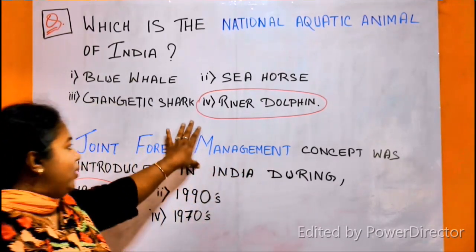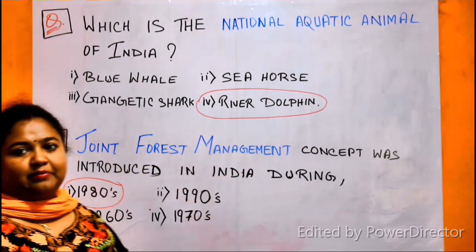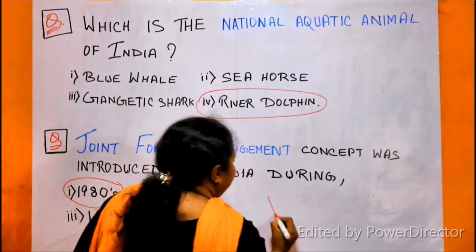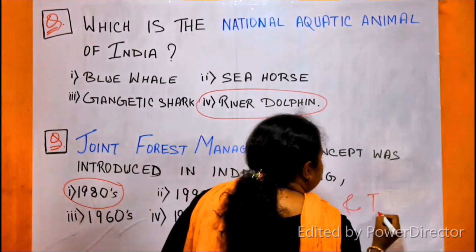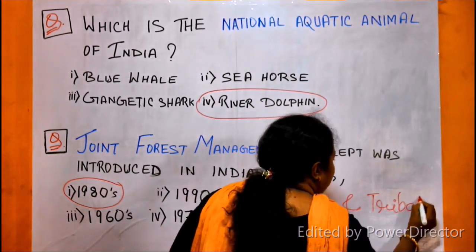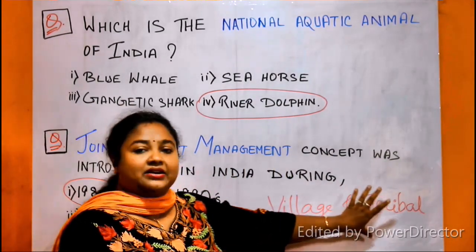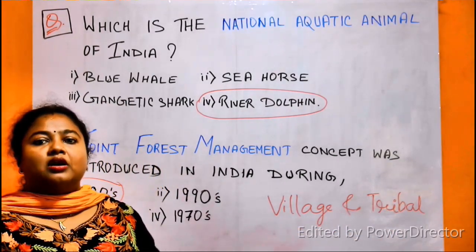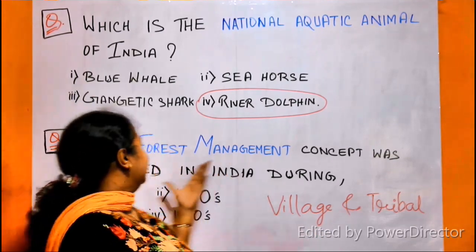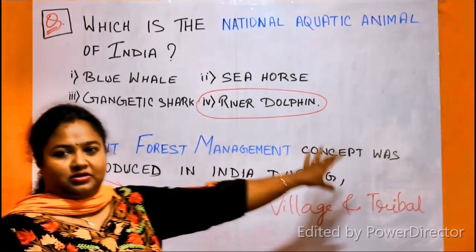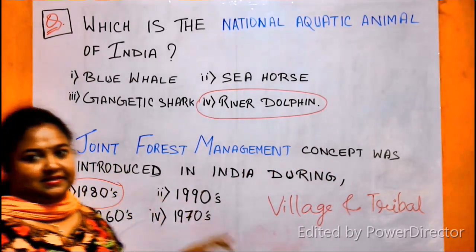Wherever there is forest degradation, it is a management concept where, including the village and tribal people, this degradation of forest is stopped or somehow managed. Okay, restoration of the forest degradation, that is actually joint forest management concept. It was introduced in 1980s.